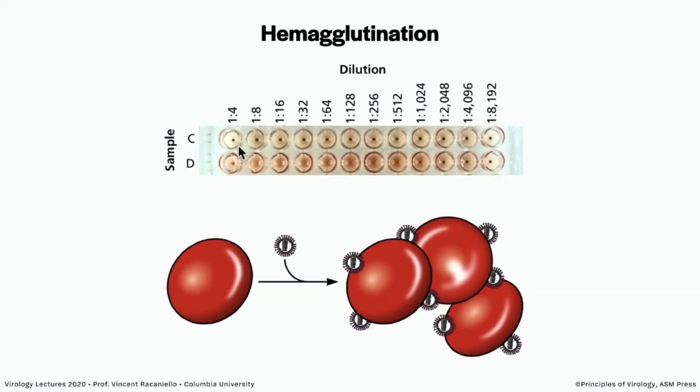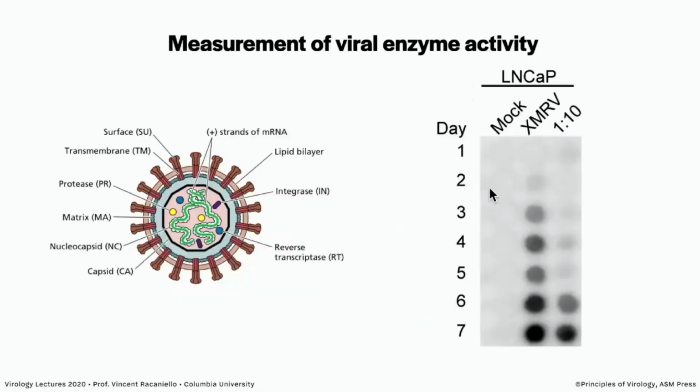So if the red blood cells are not bound up by the virus, they will fall and make a button here in the bottom. So you can see sample C has no virus in it, because the red blood cells are all falling to the bottom. But sample D has virus in it. We say this virus is hemagglutinating, and you can count up to the dilution where the hemagglutination stops, and you go back one. So this virus would have an HA titer of 512. This doesn't tell you anything about infectivity. It just tells you the number of particles that are present. But it's useful if you want to quickly know if you've grown your influenza virus up in eggs properly.